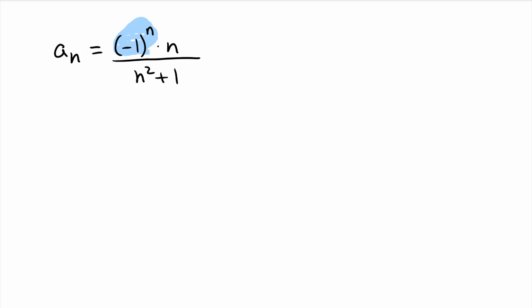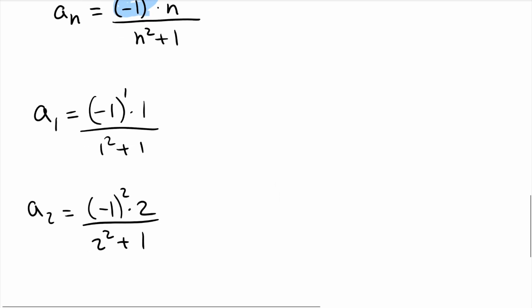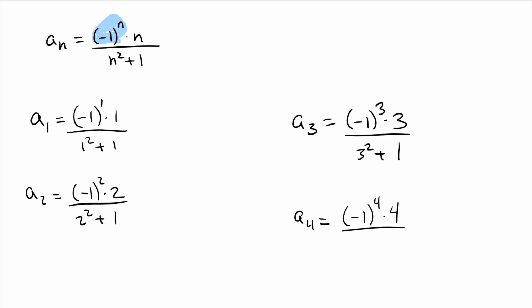But this time, let's write it out again. So we're going to write a sub 1: -1 to the first times 1 over 1 squared plus 1. Neat. Now let's go to our second: -1 squared times 2 over 2 squared plus 1. A sub 3 will be -1 cubed times 3 over 3 squared plus 1. And lastly, -1 to the 4th times 4 over 4 squared plus 1. So all we're doing is starting at 1 and replacing our n's, then going to 2, then going to 3, then going to 4.